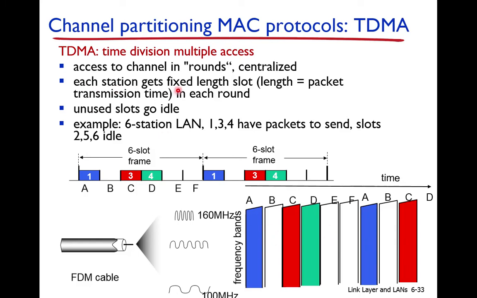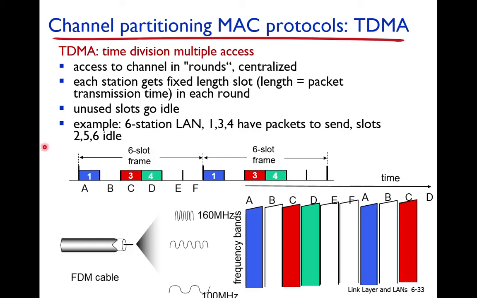And each station gets a fixed length slot. For example, A is getting 5 seconds, so B will also get 5 seconds, C will get 5 seconds, D gets 5 seconds, E gets 5 seconds, and F gets 5 seconds. Then again A will get 5 seconds, B will get 5 seconds, and so on.